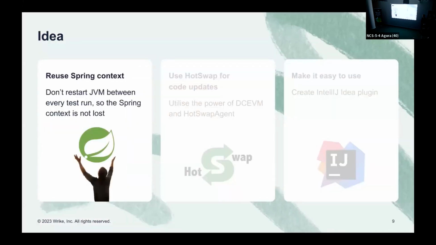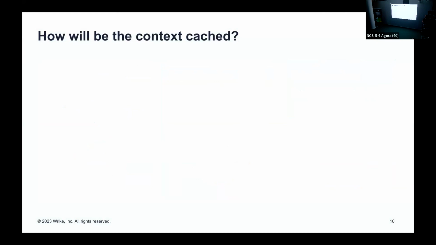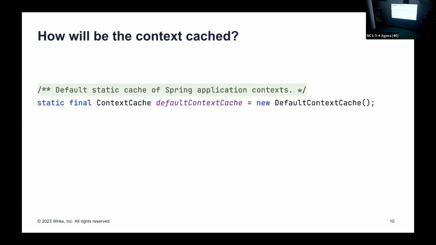Let's now go step by step through the idea. And we'll start with reusing the Spring context. And the main question here is, how will we actually cache the context? And the answer is simple. We don't have to do anything because, as usual, Spring already does it for us. In reality, under the hood, there is a so-called context cache variable, which caches the context. And it is initialized as a static final variable, so it is naturally reused through the whole life of the JVM, so we don't have to do anything.